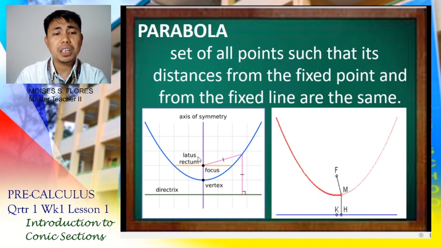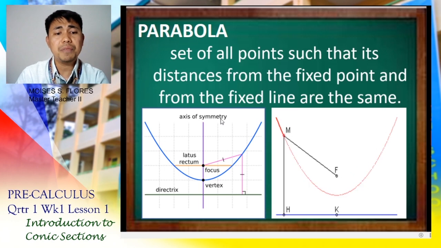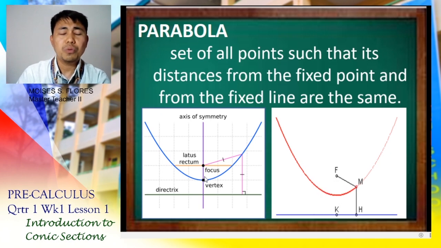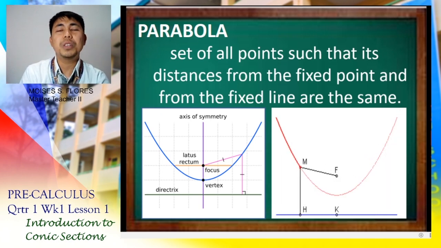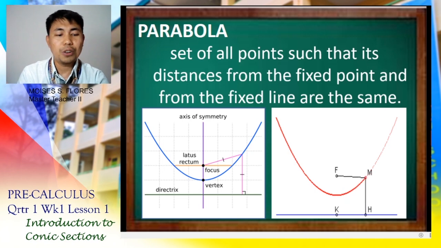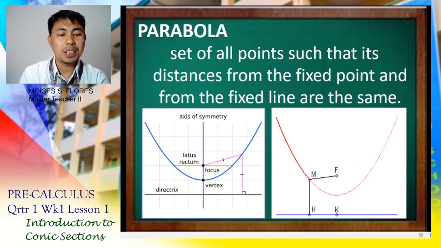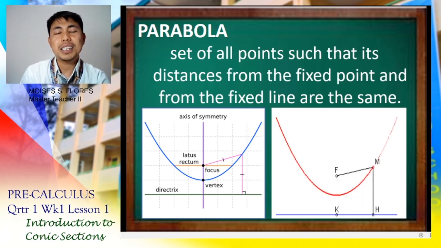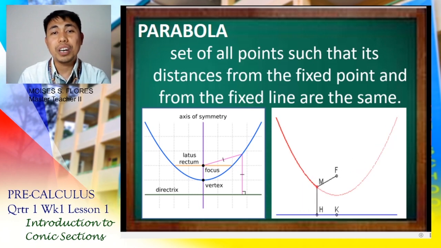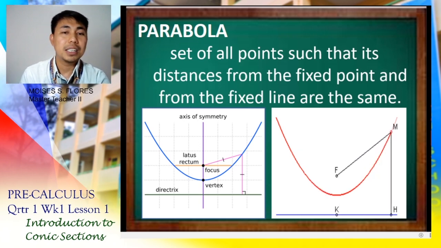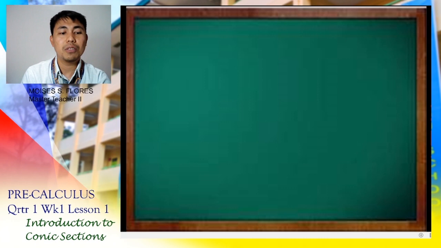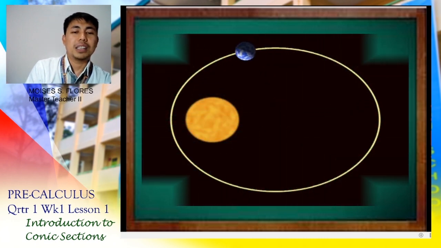Take a look also at this diagram. We have different terms. We have here the axis of symmetry, the latus rectum, and of course the vertex. Don't worry about these terms. We will discuss them further in our succeeding lesson. So again, this is the second type of our conics, which is your parabola. Let's proceed now with the third type of your conics, and it is called your what?